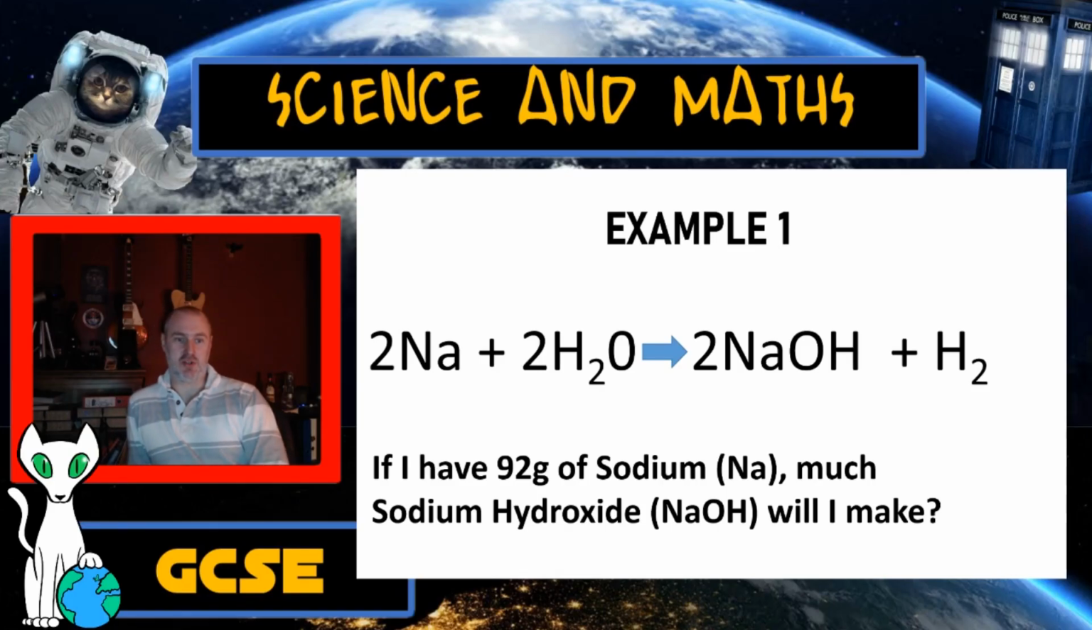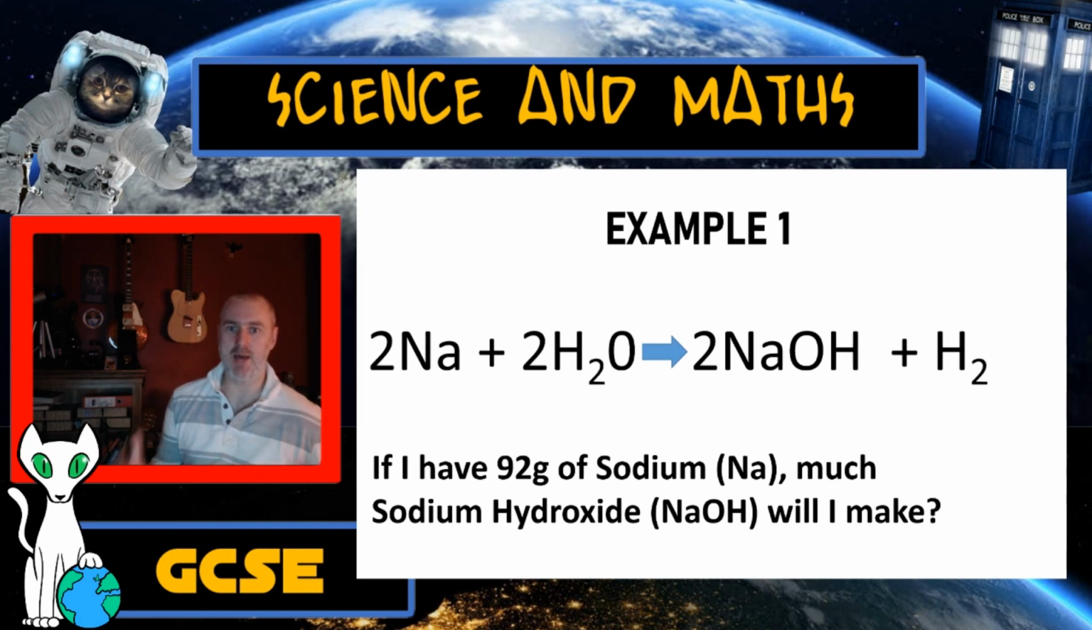Well, here is the question. The question is going to tell me that I have 72 grams of sodium. Now, at this point, I'll tell you the mass number of sodium is 23. Maybe jot that down or bear that in mind. So I've got 92 grams of sodium. Show off. So how much sodium hydroxide can I make? What mass of sodium hydroxide can I make?